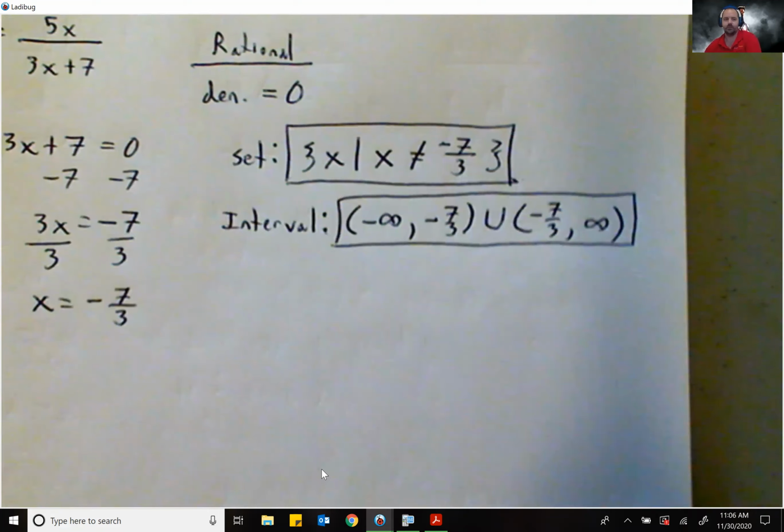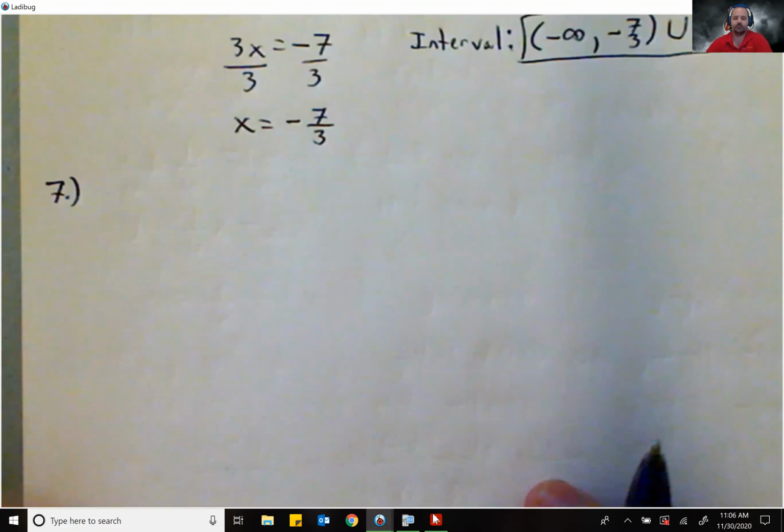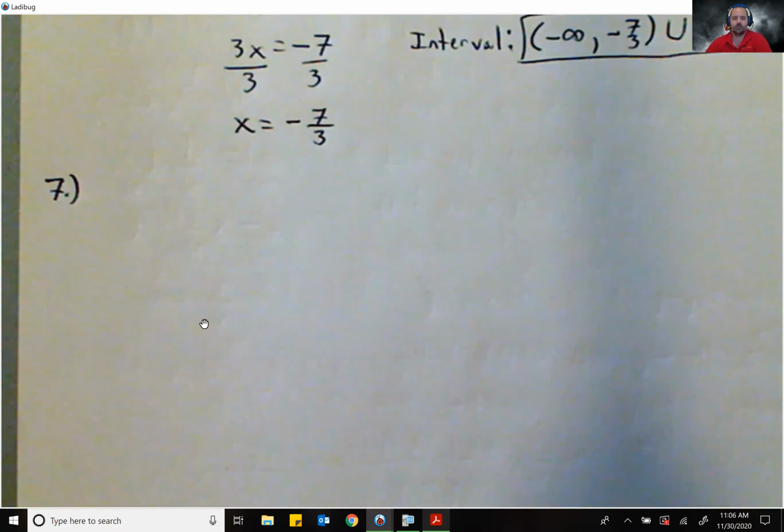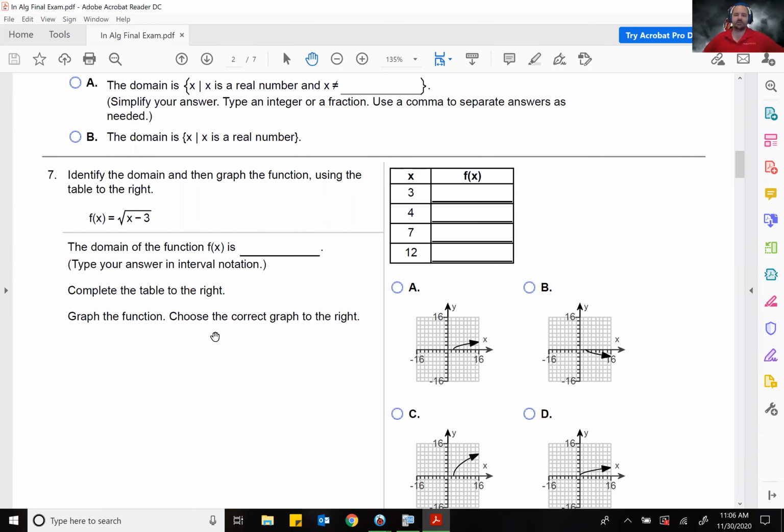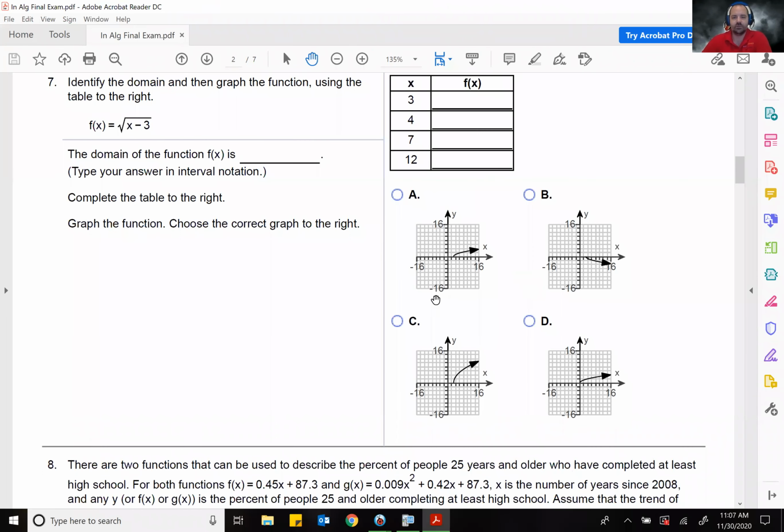Okay. Number 7. So number 7, we've got a couple different things. This is where it's definitely different than iMathAS. We want to find the domain of this, and it also wants us to fill in the table and to pick the graph.